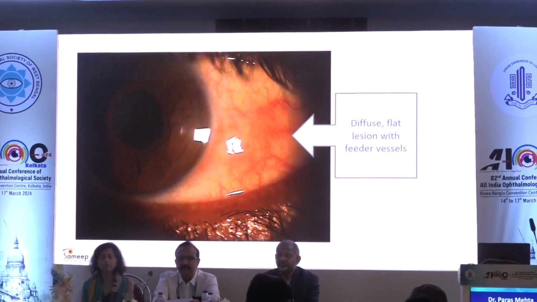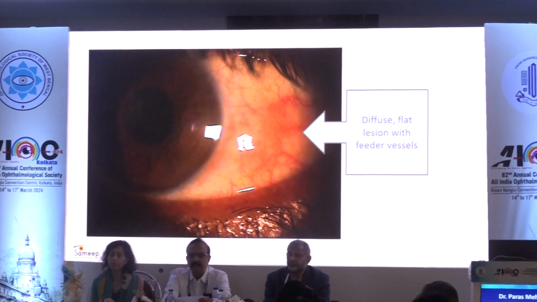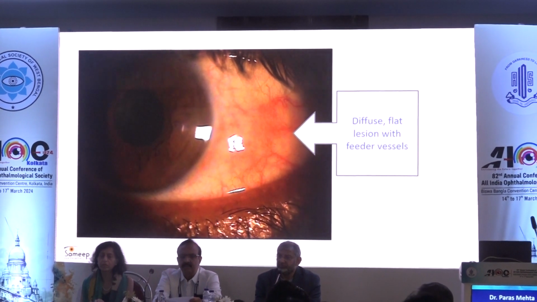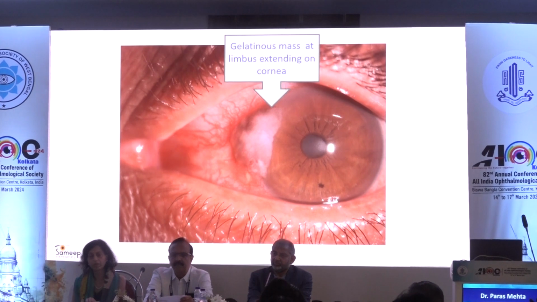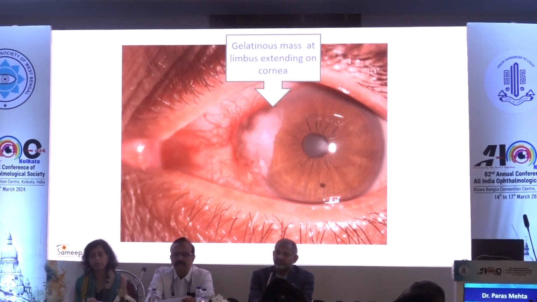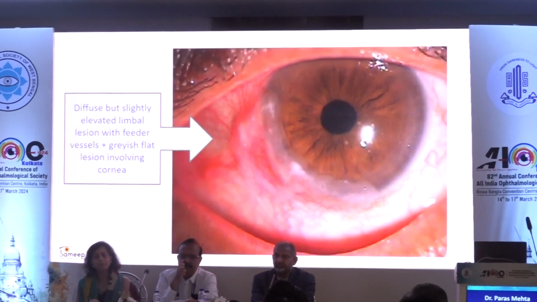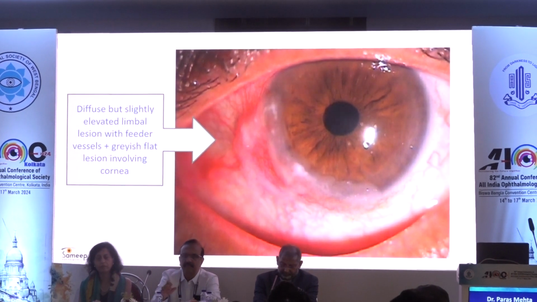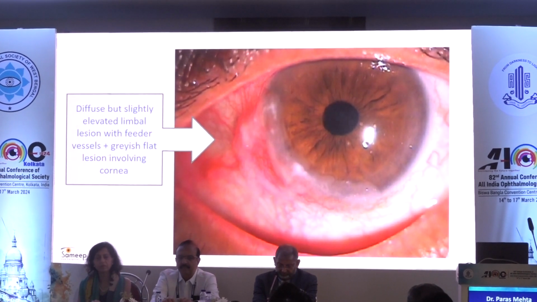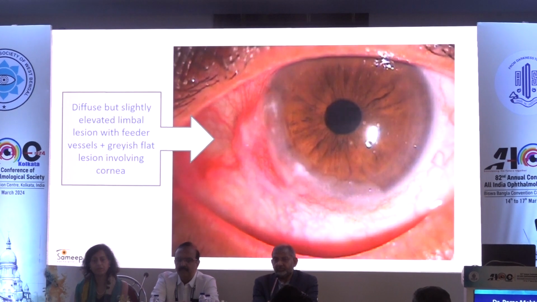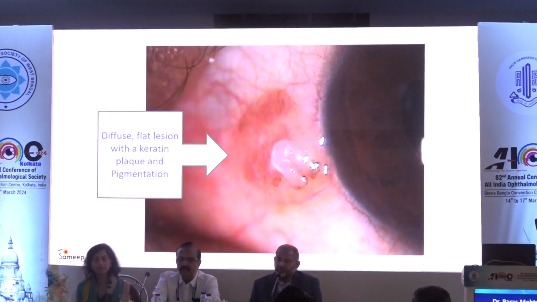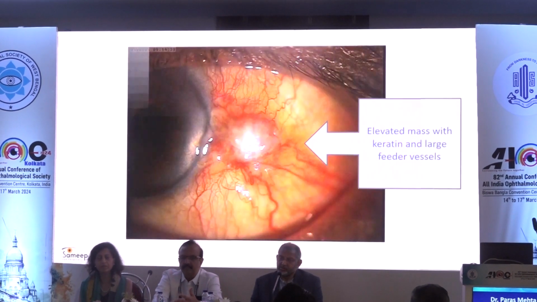So these are varied clinical presentations. Here you can see a diffuse flat lesion with feeder vessels. Here it is a gelatinous mass at the limbus extending onto the cornea, a diffuse but slightly elevated limbal lesion with feeder vessels, plus a grayish flat lesion involving the cornea, which is known as pagetoid spread onto the cornea. Sometimes there may be a pigmentation with a plaque onto the surface.